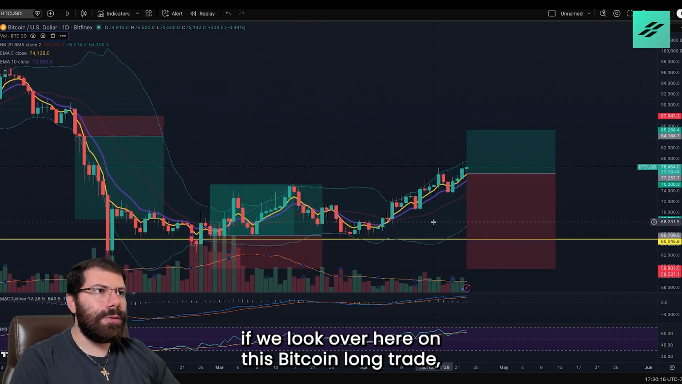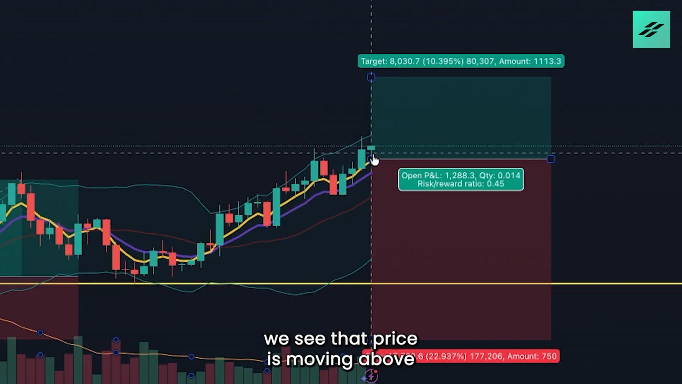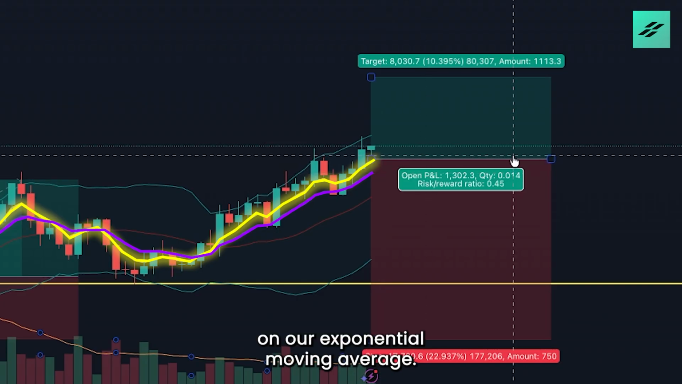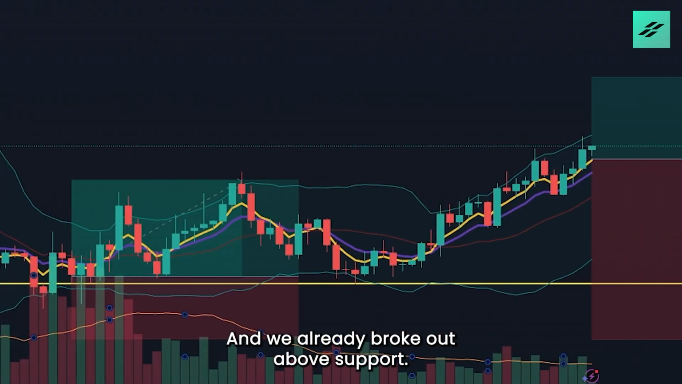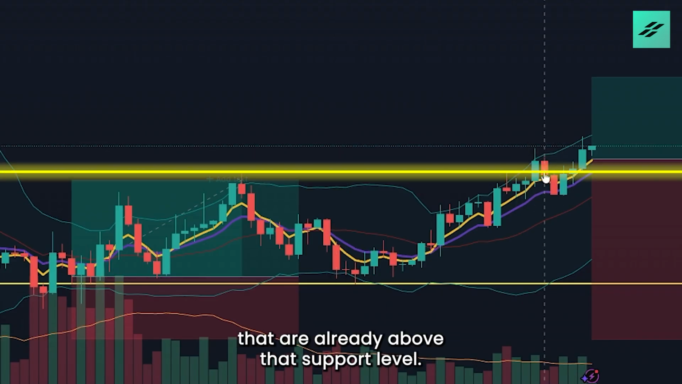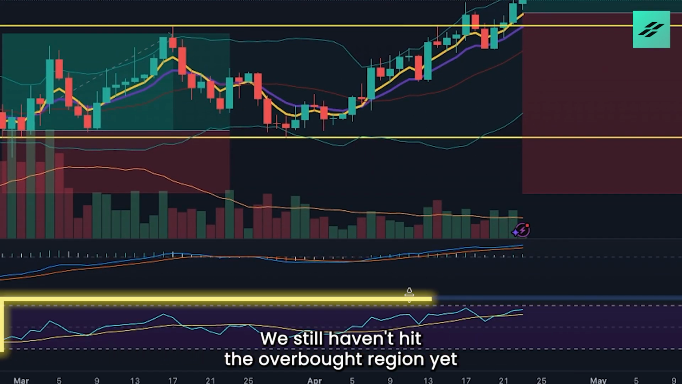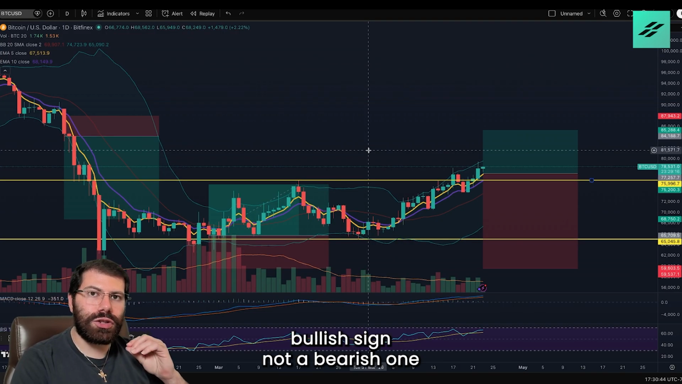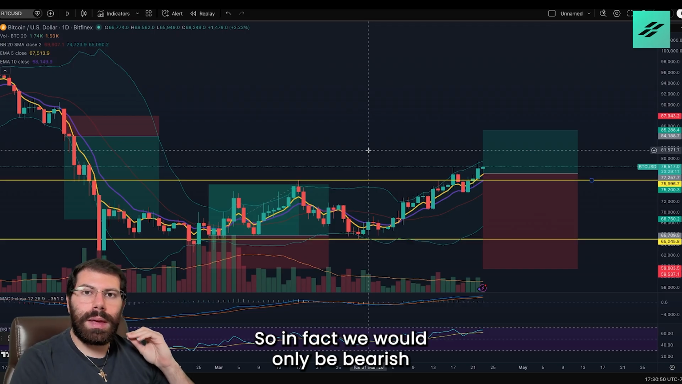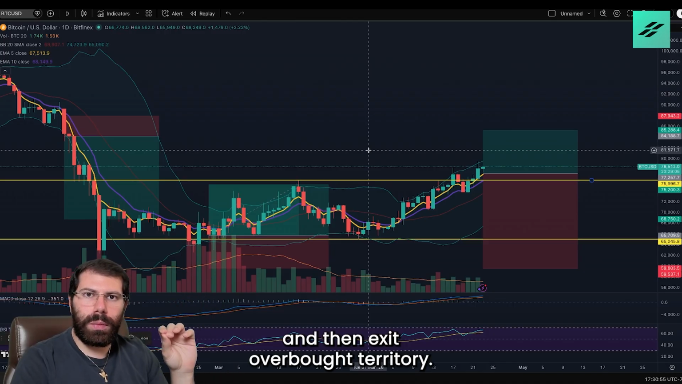For example, if we look over here on this Bitcoin long trade, we see that price is moving above the exponential moving average. We're uptrending on our exponential moving average, and we already broke out above support. We have 2 candles that are already above that support level. We're uptrending on our MACD. We're uptrending on RSI. We still haven't hit the overbought region yet, which by the way is a bullish sign, not a bearish one, because we're already uptrending. So in fact, we would only be bearish when we go into overbought territory and then exit overbought territory.